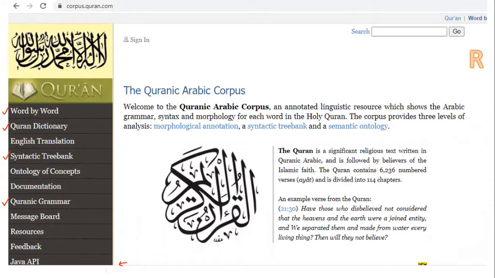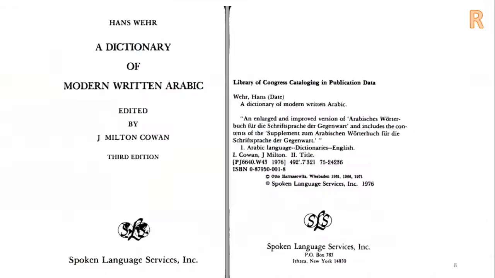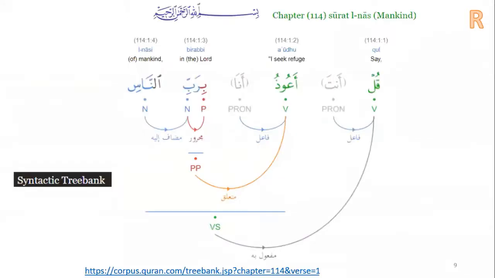We also spoke about the Quranic Arabic Corpus, which will again be one of our main references, and the Hans Wehr dictionary, which may come in handy once in a while. So let us briefly take a look at last time's chapter, which was Sura An-Nas. And let me just read through the surah once again.